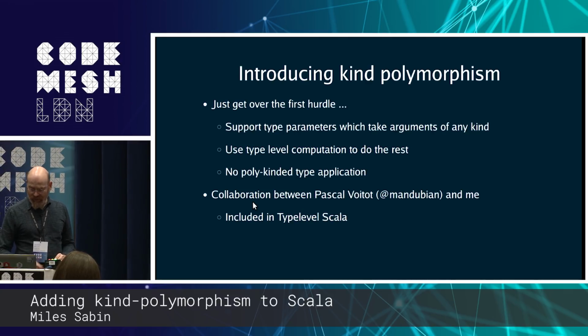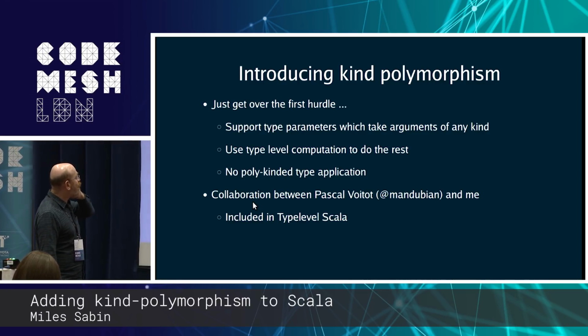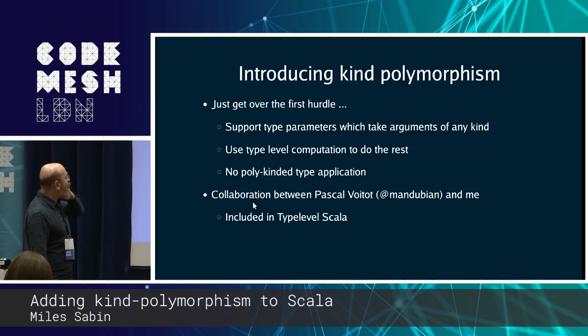Okay, so a while ago, maybe 2 years ago now, when playing around with this kind of stuff, Pascal Voiteau and I decided to see if we could at least get over that first hurdle, the hurdle of not having anywhere to put a polykinded argument anywhere. So the idea would be to just do the absolute minimum that we possibly could to make things a little bit easier to support in the language.